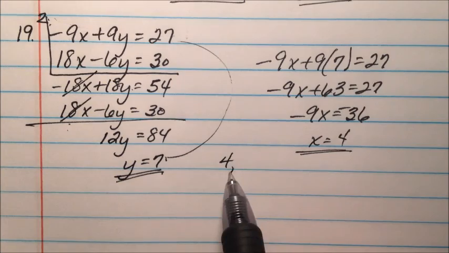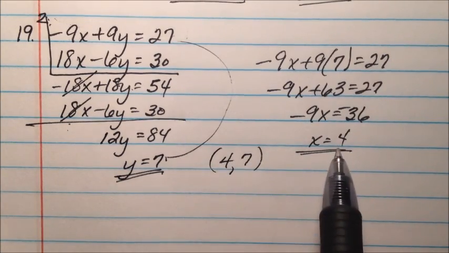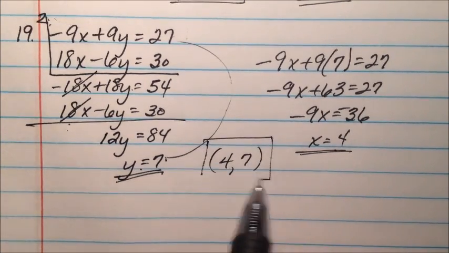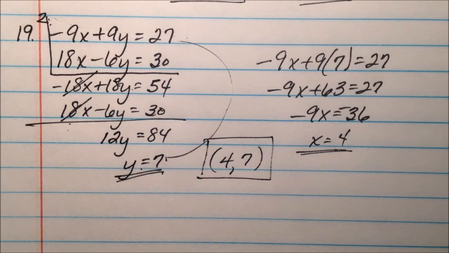So our ordered pair will be (4, 7), because x is 4 and y is 7. So these two lines intersect at (4, 7). And if we were going to classify that, it would be consistent and independent.